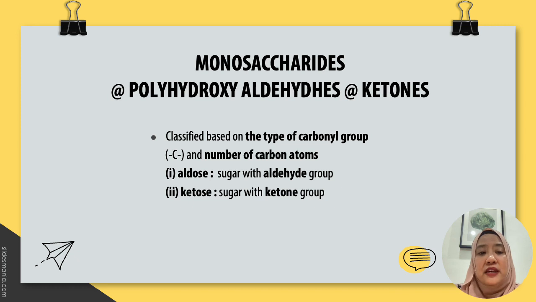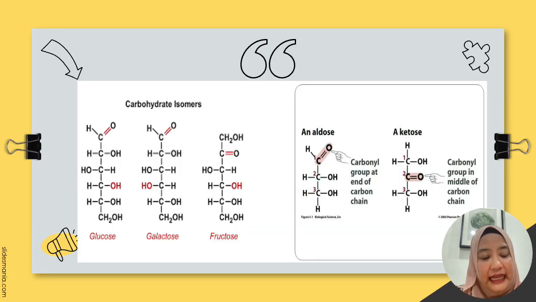Right. So your monosaccharides can be classified based on the type of carbonyl group and also the number of carbon atoms, whereby if a monosaccharide is an aldose, it means that the sugar has the aldehyde group, whereas in a ketose, the sugar has the ketone group. All right? So this is an example of your monosaccharides, your glucose, your galactose, your fructose. Essentially, they have the same identical molecular formula, C6H12O6. It's the same. The thing that makes them different is the fact that the orientation is different. The organization is different.